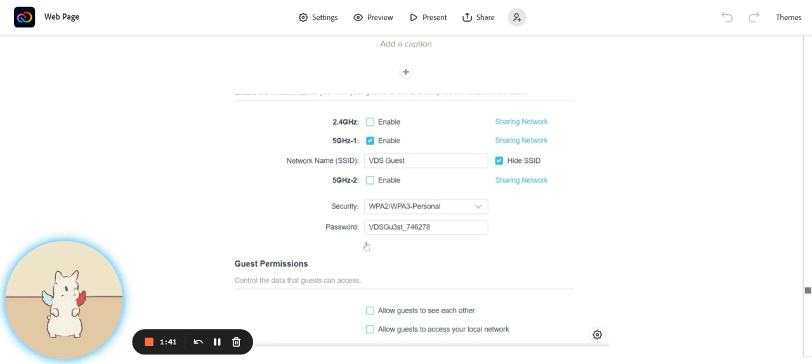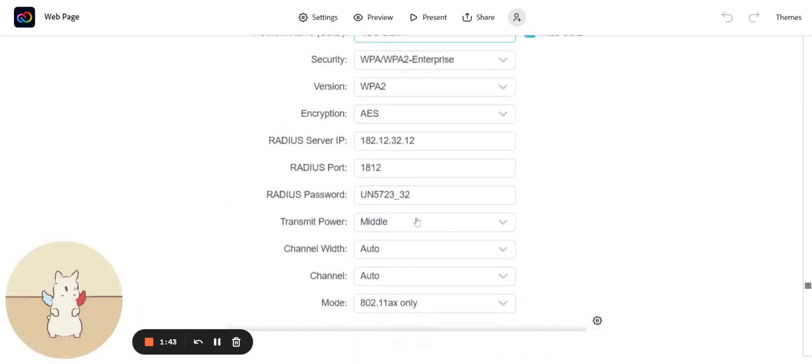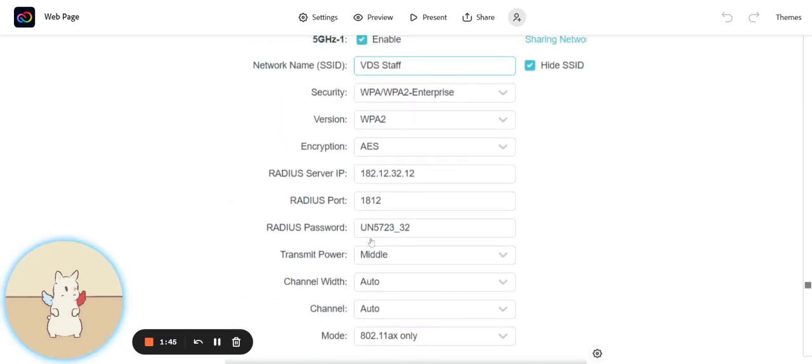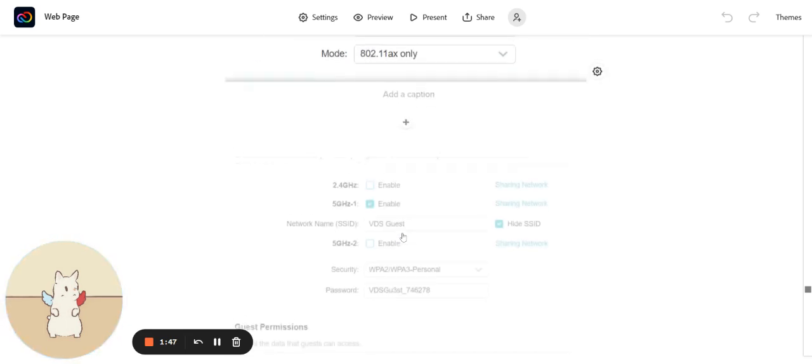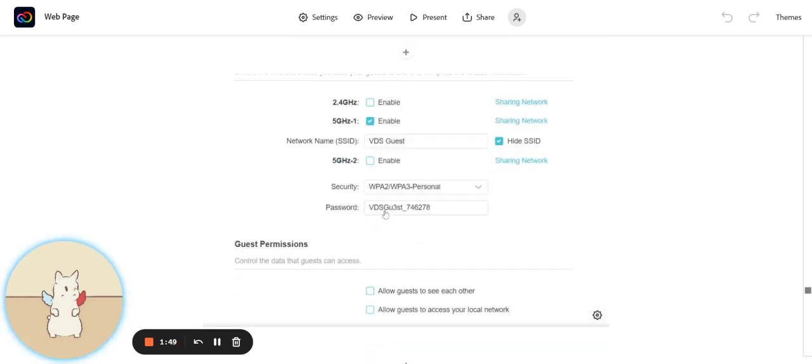Both of these have complicated passwords, such as UN5723_32 or VDS GU3ST_746278. These are harder to crack as they are not vulnerable to dictionary attacks, and they don't use real words. And a brute force attack will take longer as it uses a combination of alphanumeric characters and symbols.